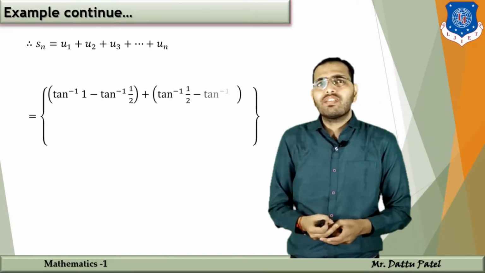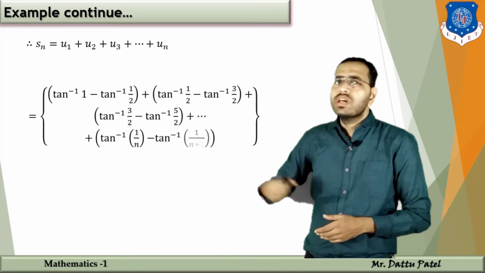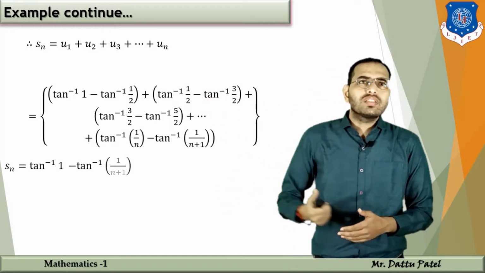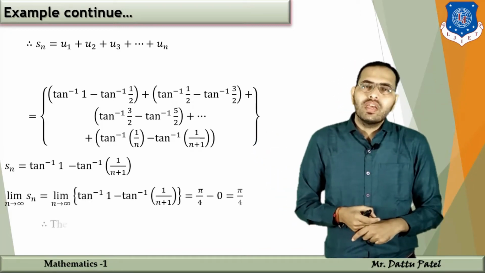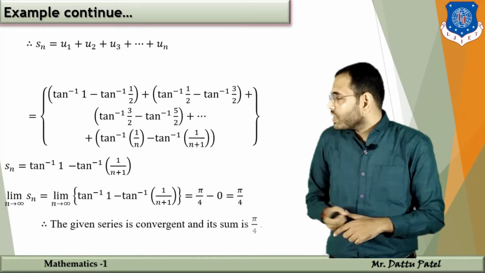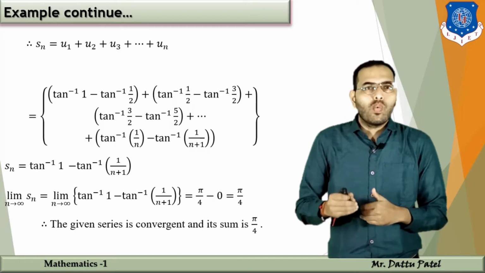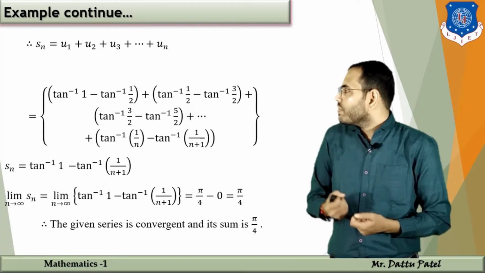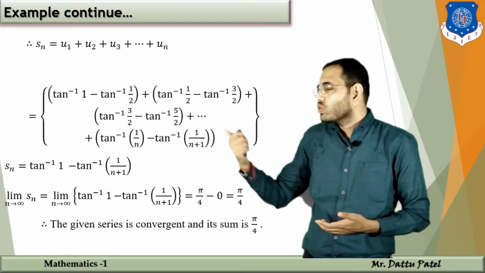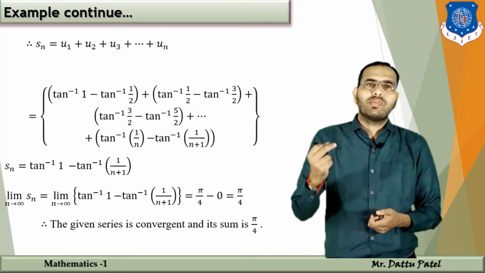Now substituting n equal to 1, n equal to 2, n equal to 3 and so on, we get this type of series. In this series, except the first and last terms, all the intermediate terms will be cancelled out. Then our Sn becomes tan inverse 1 minus tan inverse 1 upon n plus 1. Now we have to check whether the given series is convergent or not. Then we apply the limit n tends to infinite to the Sn. Then limit n tends to infinite, tan inverse 1 minus tan inverse 1 upon n plus 1.